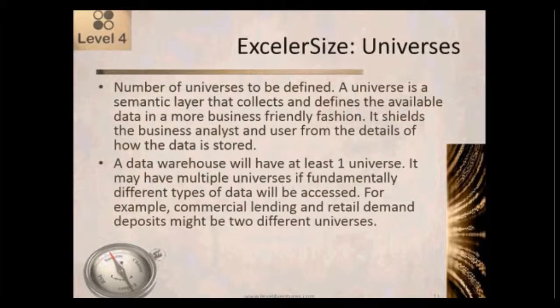Universes. A universe is a semantic layer that collects and defines the available data in a more business-friendly fashion. Its purpose is to shield the business analyst and the user from the details of how the data is stored. So if you think about it, the data is stored at a physical layer in the data warehouse database. And so there we have things like tables and we have field names and so on. Depending on the database, the field names may not be super friendly. The structure is perhaps optimized for performance. But basically we have the data stored in the database.